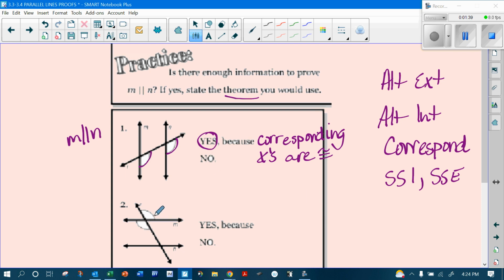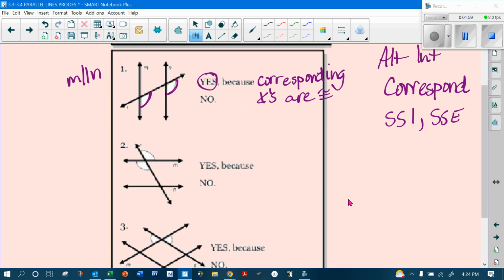Last time I said, hey, if your lines are parallel, then these are corresponding angles and they're congruent. Now I'm saying, hey, these angles are congruent, so now the sides are parallel. So this is kind of like the converse.